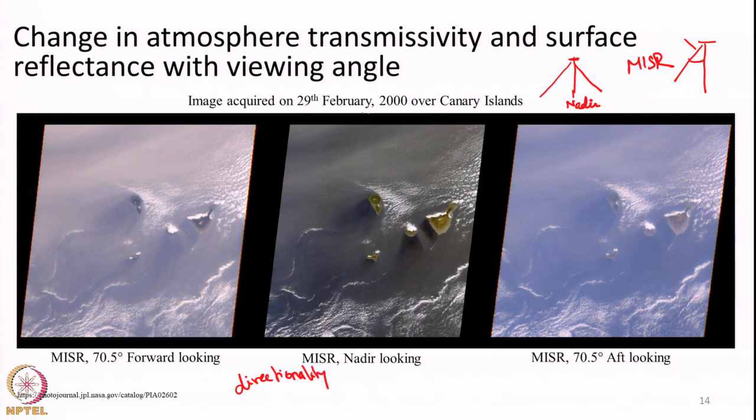This image was taken on 29 February 2000 over a place known as the Canary Islands. This image is taken at nadir, where the sensor is directly above this point. This image was taken at 70.5 degree forward looking, that is, the sensor is here and the land surface that is imaged is here. The sensor is moving in this direction, so this is known as forward look angle. The sensor is looking a little bit forward of its direction of motion. This image shows the same area imaged in the backward direction, that is, the sensor crossed that area but tilted the detector backwards and observed the same area again.